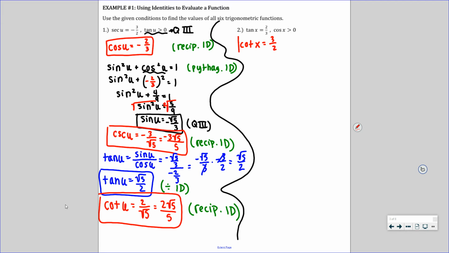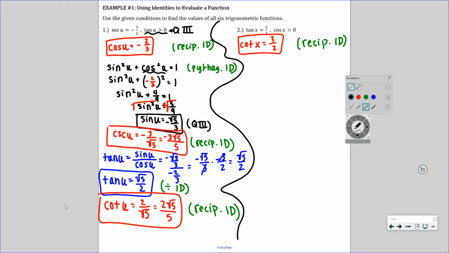Okay. I should have pointed out, looking at the information given to us in the original problem, tangent's positive and so is cosine. So what quadrant are we in? One. Let's go. Max is smart today.